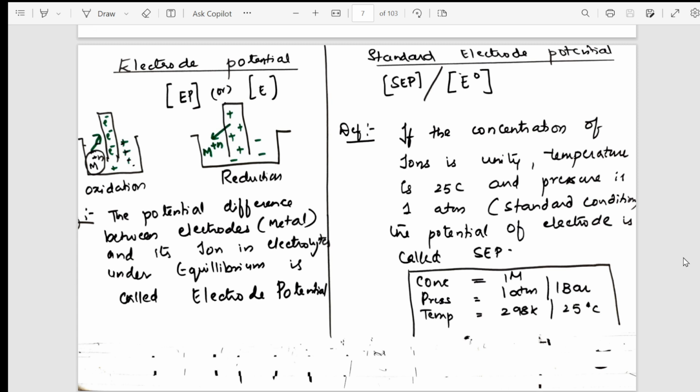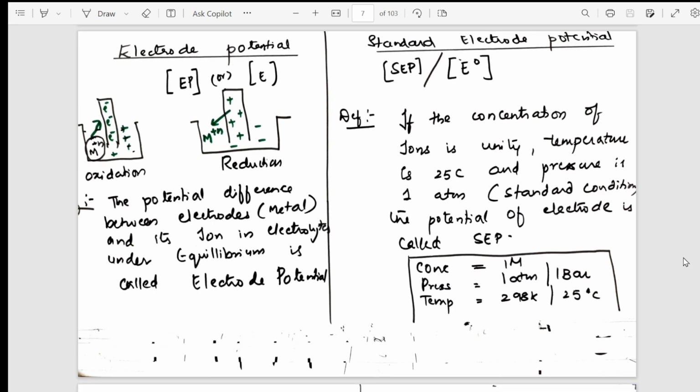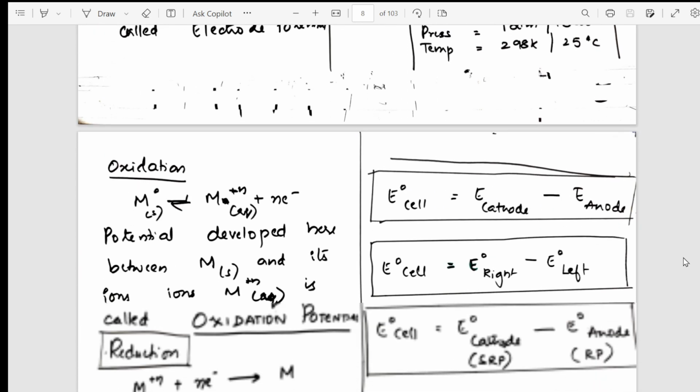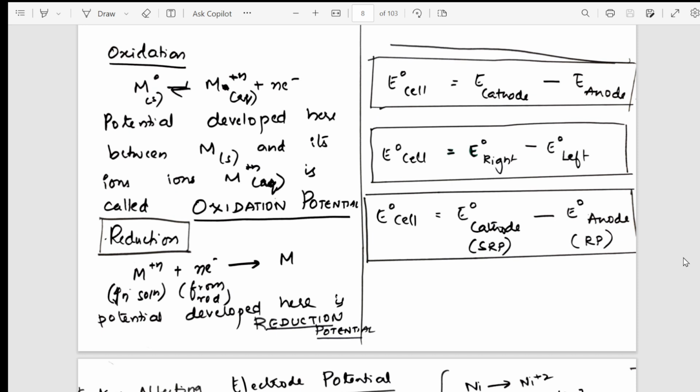After the definitions of electrode potential and standard electrode potential, I have taken you into the very important concept of oxidation potential and reduction potential. This is what is important for your electrochemical cell, right? The definitions of oxidation potential and reduction potential, and how you calculate E naught cell, I have given in the boxes. So that's a continuation.